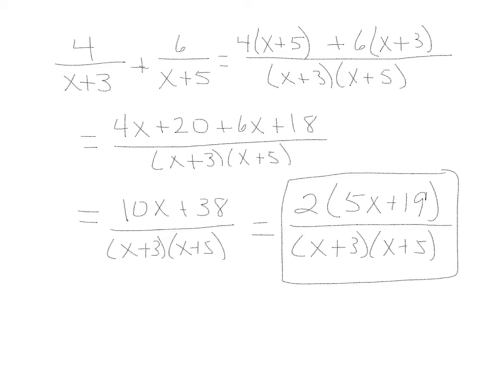Let's take a look at one more example. This time, let's start with 3x over x squared plus x minus 12. Let's subtract 6 over x plus 4. Okay, now, first thing we can see is that the first denominator is a trinomial. So let's factor that trinomial.